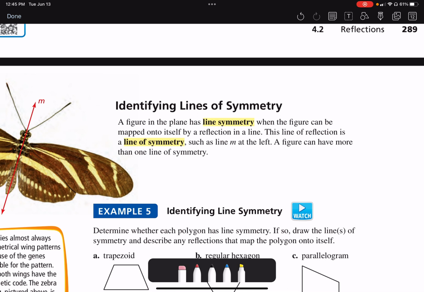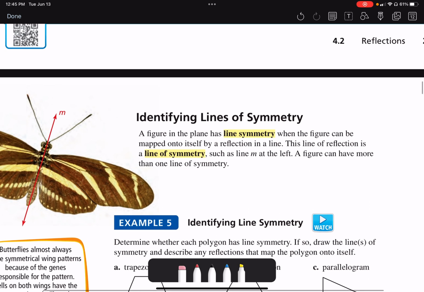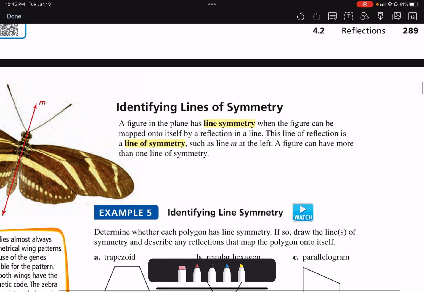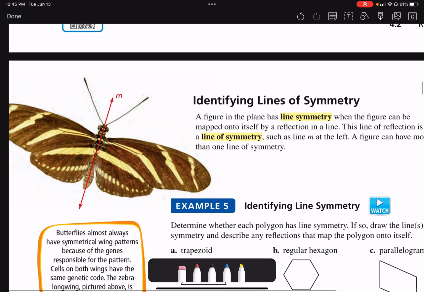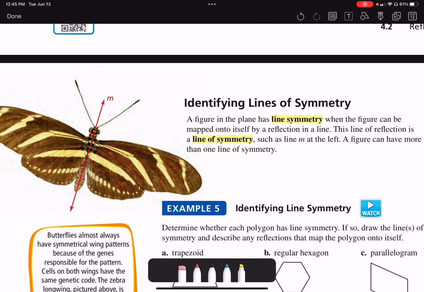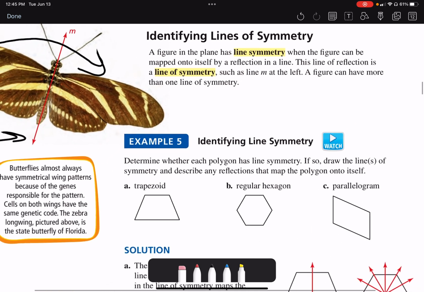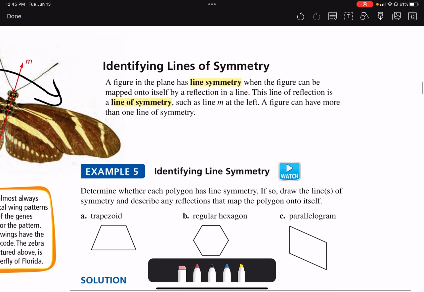All right, so identifying lines of symmetry. A figure in the plane has line symmetry when the figure can be mapped onto itself by reflection in a line. This line of reflection is a line of symmetry, such as line m at the left. Is it a butterfly? Yep, it's a butterfly. So line m is our line of symmetry. Right? We could fold this butterfly over itself and it'll lay on top of itself perfectly. A figure can have more than one line of symmetry.